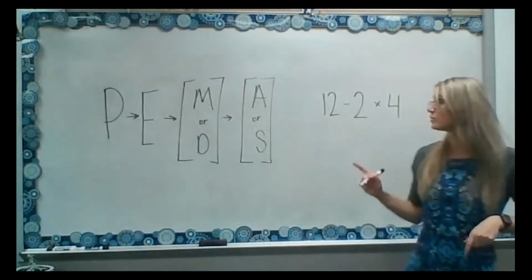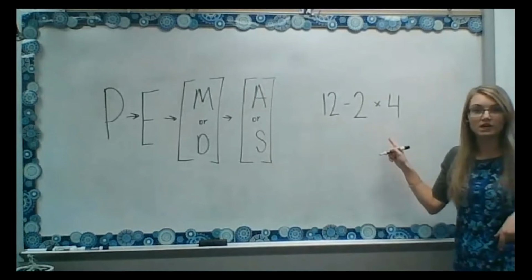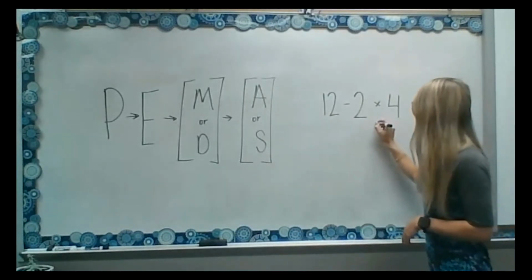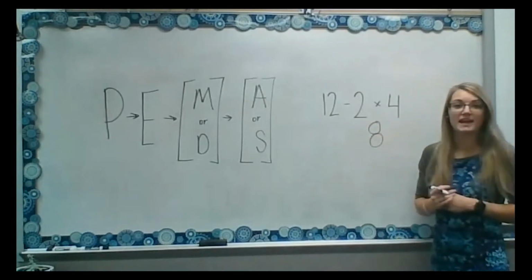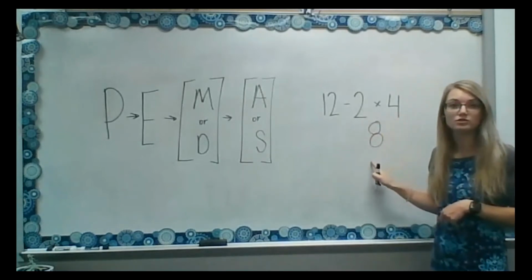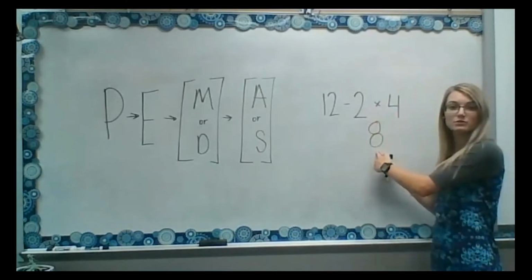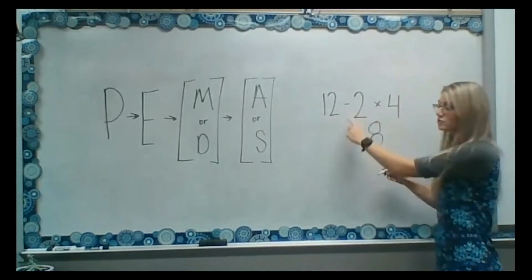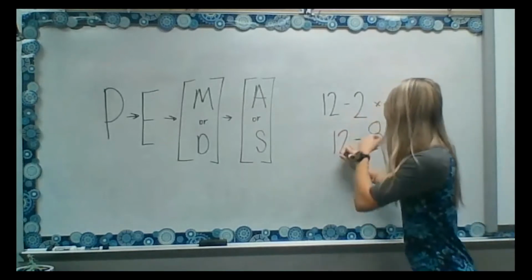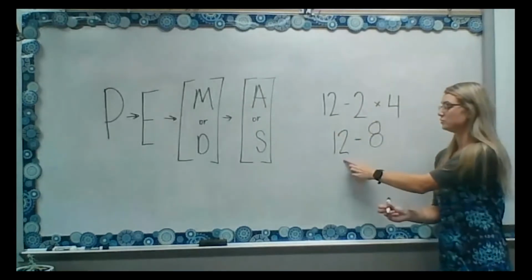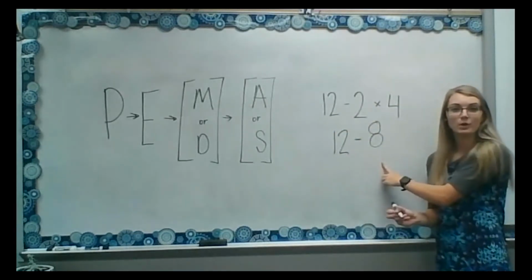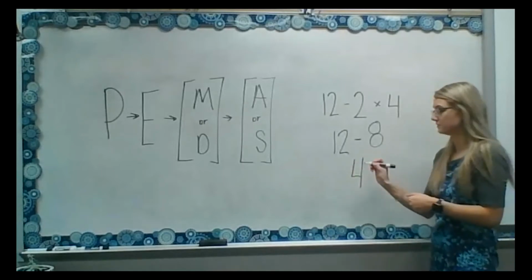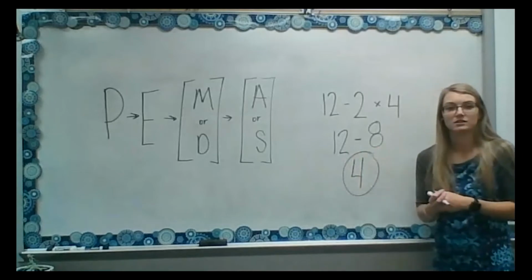Okay, so we're going to come over here to the 2 times 4. And what is 2 times 4? 8. So we put an 8 right underneath the 2 times 4, so that way we know we used both of those numbers. Okay, and then what I have left is the 12 and the minus sign. So then I bring that down. Okay, so now I have 12 minus 8. 12 minus 8 is 4. Just like that.